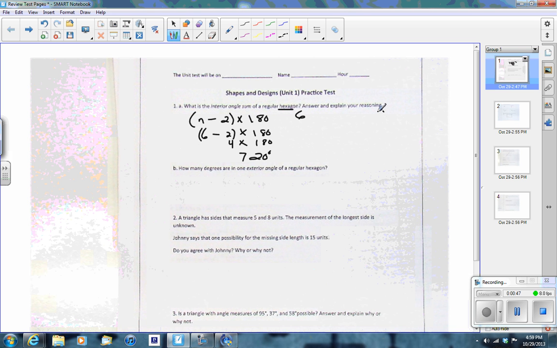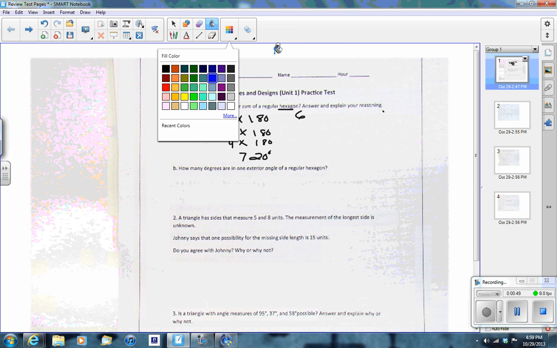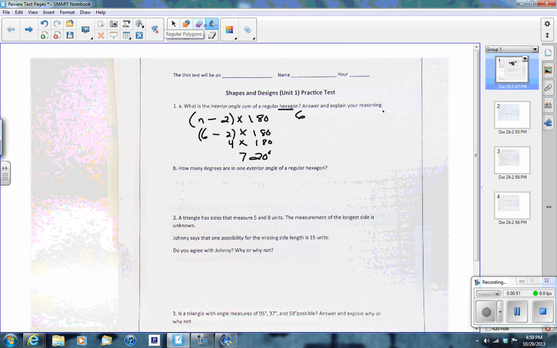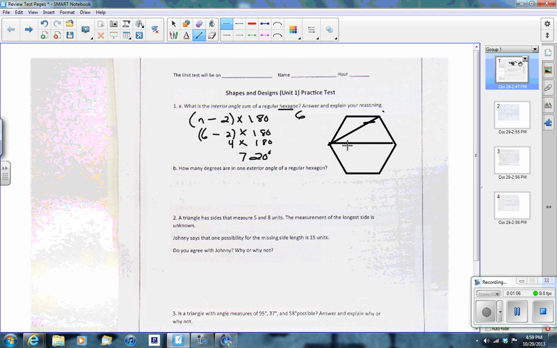The question here asks you to explain. If you had to explain it, and you actually won't have to, you could show a hexagon and draw in the diagonals. 1, 2, 3. This will be one possible explanation.